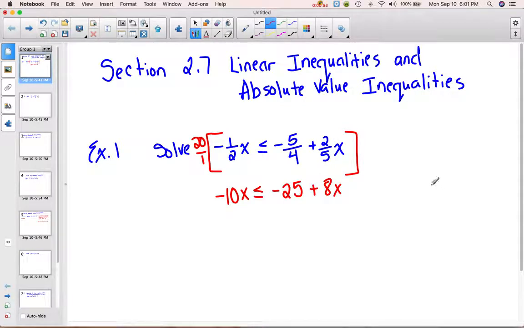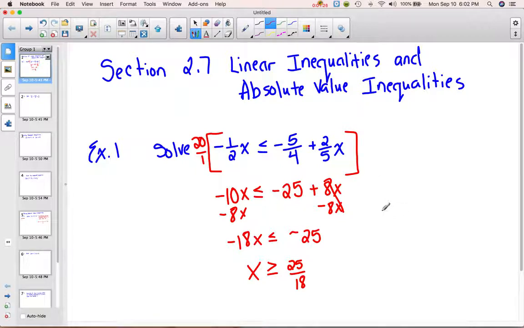So I'm trying to get the x by itself. I'm going to subtract 8x from both sides, and we get negative 18x less than or equal to negative 25. Divide each side by negative 18, we get x. Now be careful here because I'm dividing by a negative, so that switches this to greater than or equal to 25/18.